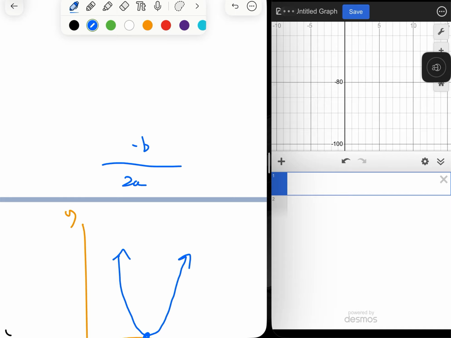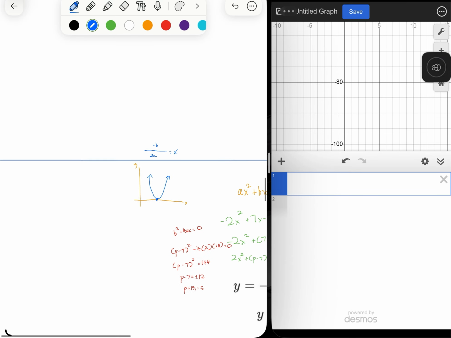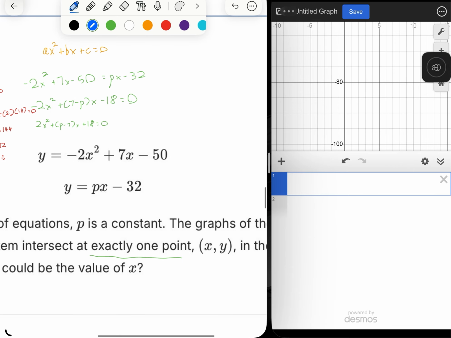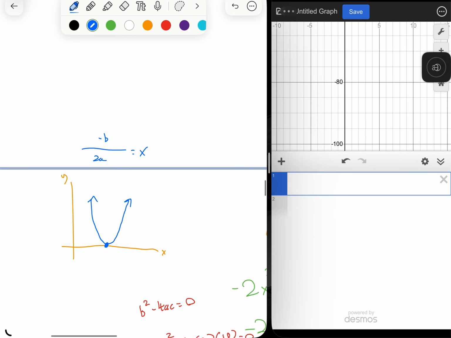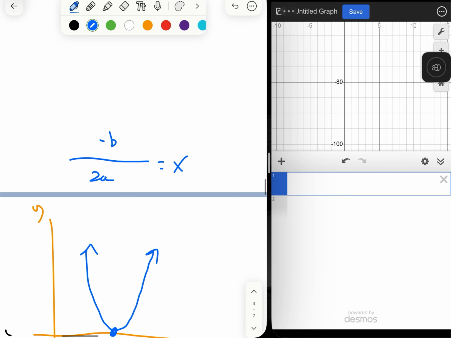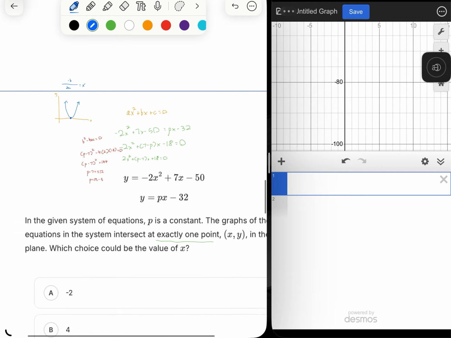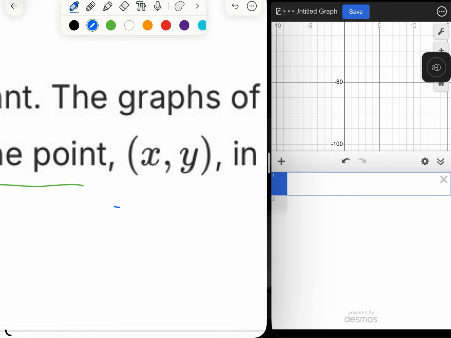That gives you the solution for x, right? So why is this important for this problem? Well, because if you're trying to find the x value, the x value is literally right here. It's negative b over 2a, when there's only one intersection, when there's only one solution. So effectively, you're just trying to find the value of negative b over 2a.